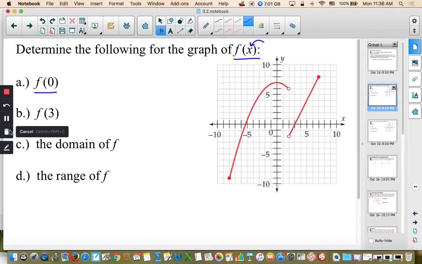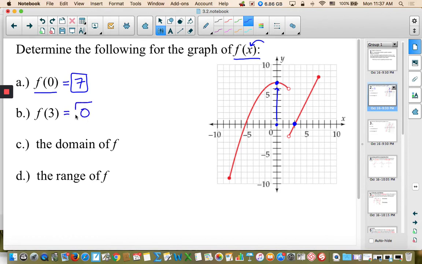So to find f of 0, we're going to go over to our graph, and that's the x value, 0. We're going to go over to 0, which would be right here, and we're going to go up or down to the graph. Well, that would be up here, right there. This graph has a value of 7 when x is 0, so this is equal to 7. Second one is f of 3. So I go over to the graph, I go to x equals 3. I don't have to go up or down, I'm already on the graph. So the value of the graph is 0. The y value is 0 when x equals 3.